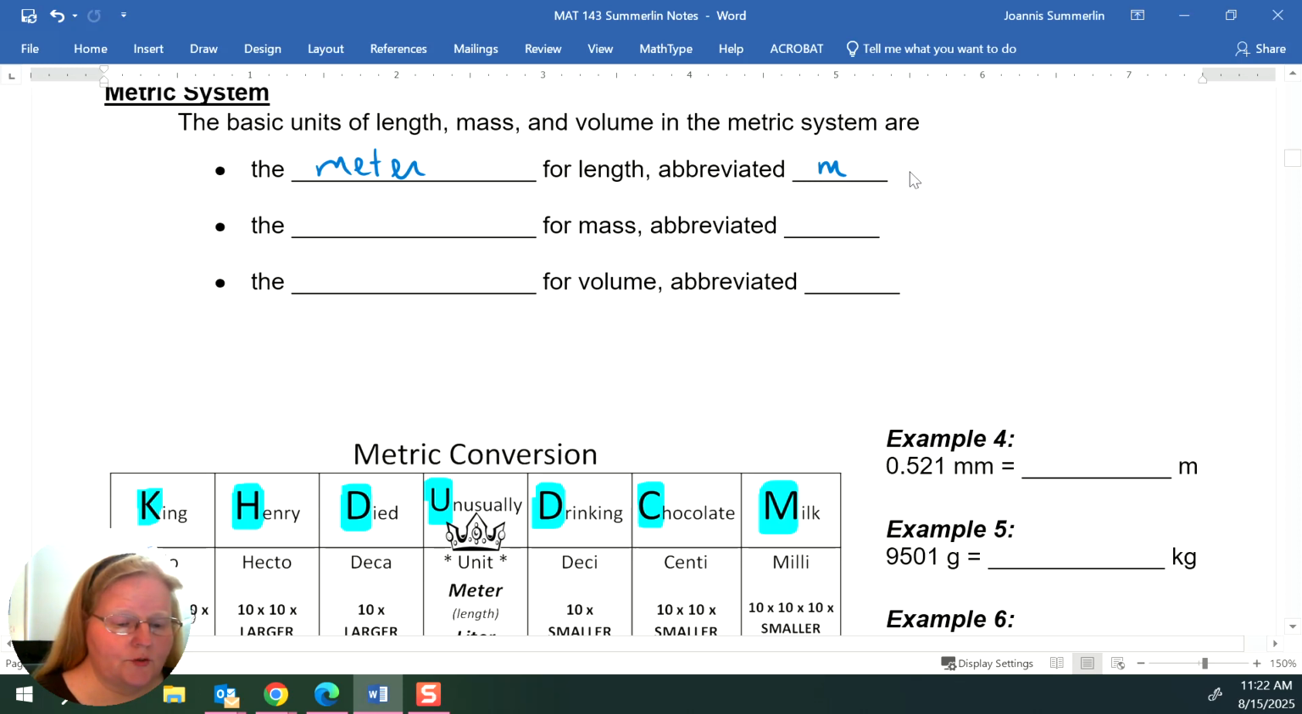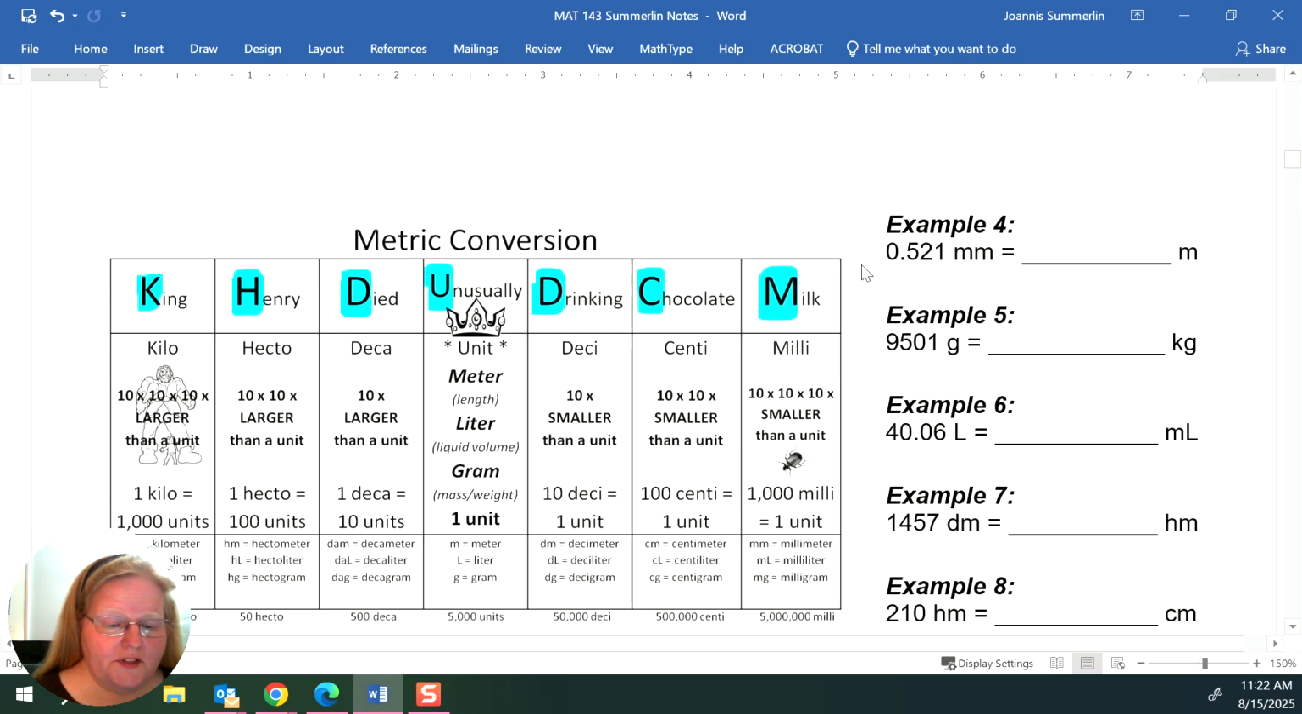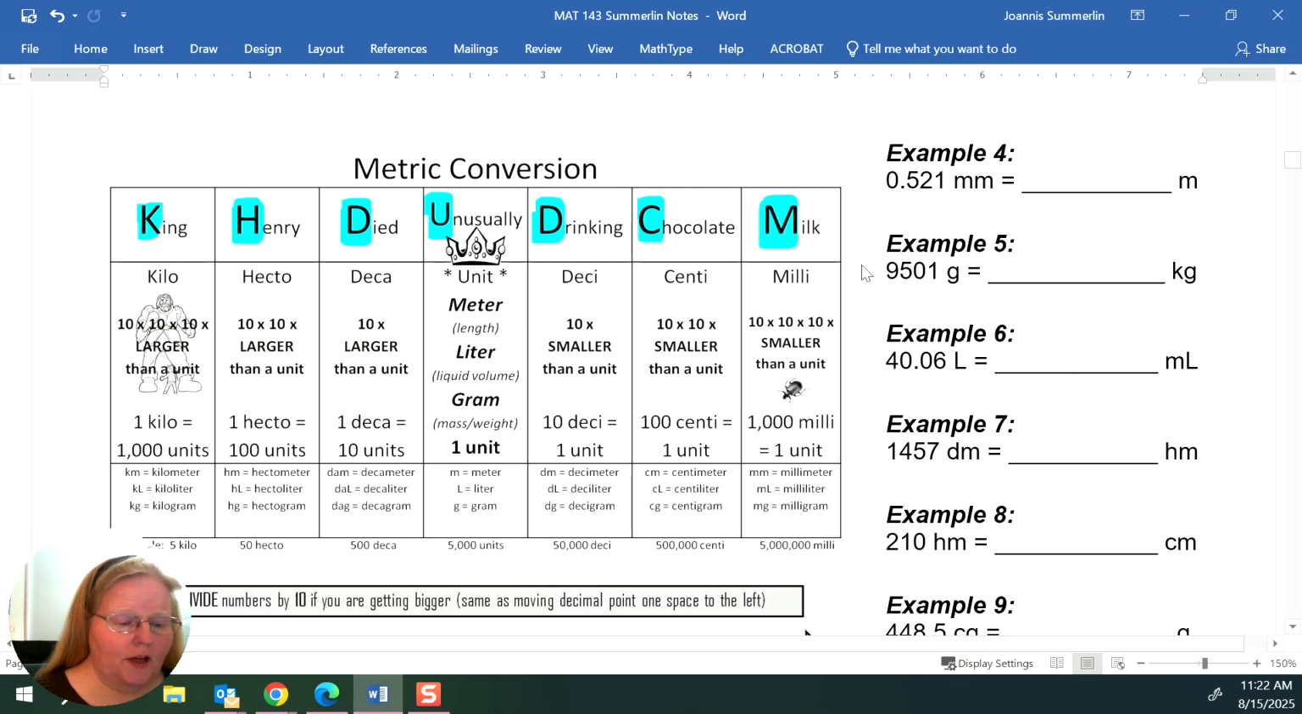The basic unit for mass is the gram, abbreviated with a lowercase g. And the basic unit for volume is the liter, abbreviated with an uppercase L, because the lowercase l looks too much like a 1. So it's an uppercase L.